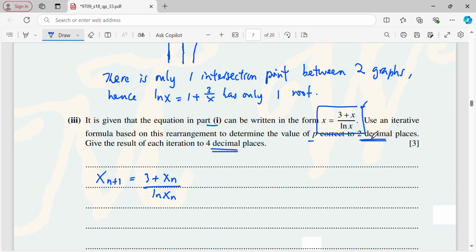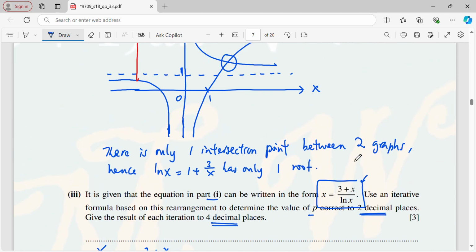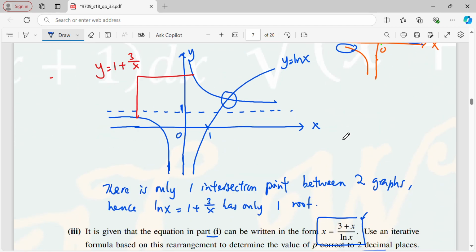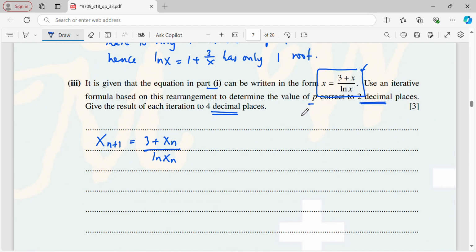Now, from the formula, you need to find the p. Remember, the p is the intersection between these two lines, or these two graphs. So then you have to decide what is your initial value of x. Since it is greater than 1, I can just let it be 2. You can let it be 1.5 as well. So I will let x0 be 2. Then I will be substituting this x0 into the formula to get x1. That means your n is 0.